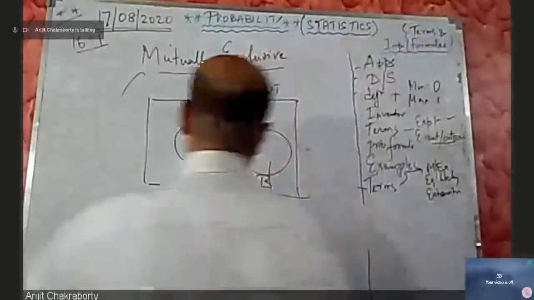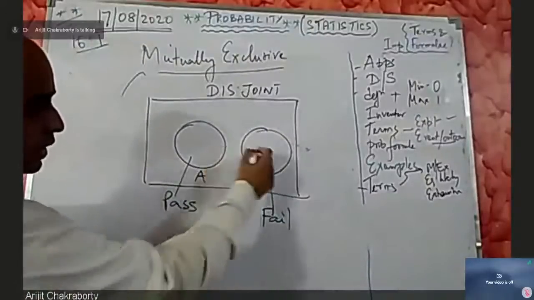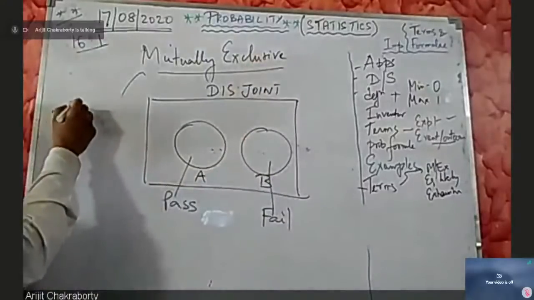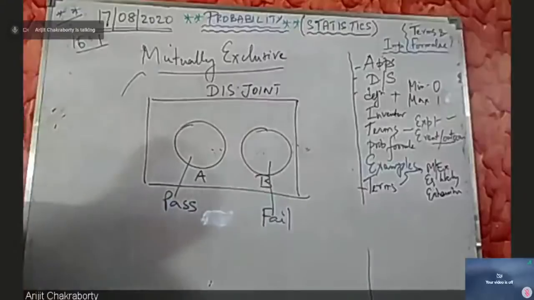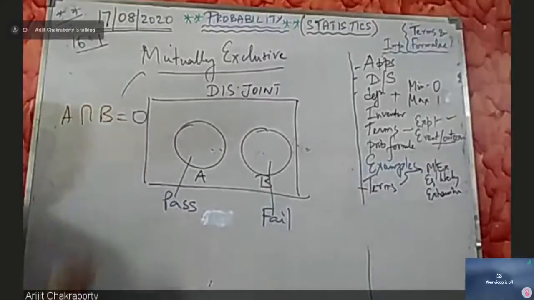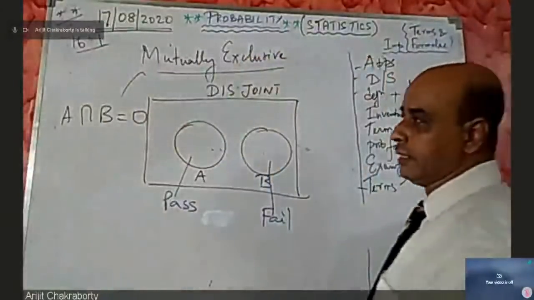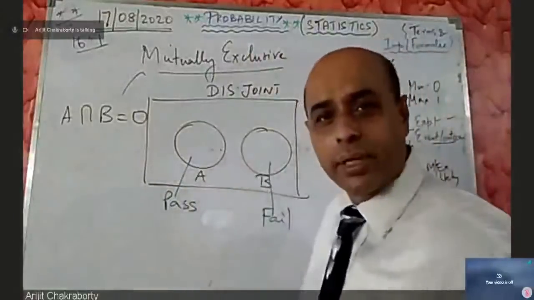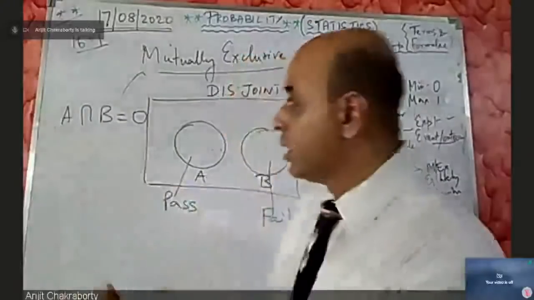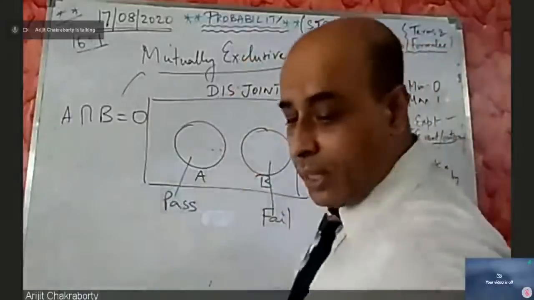I can say, you remember that in case of mutually exclusive events, can I write in this way? A intersection B is 0. Can I write? Please check. A and B, do they have anything in common? No, they are mutually exclusive. They have no common parts. So A intersection B is 0. So a very important formula.